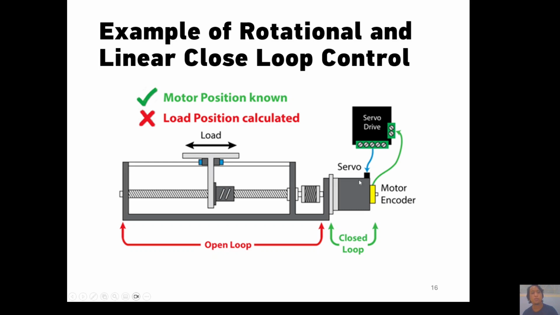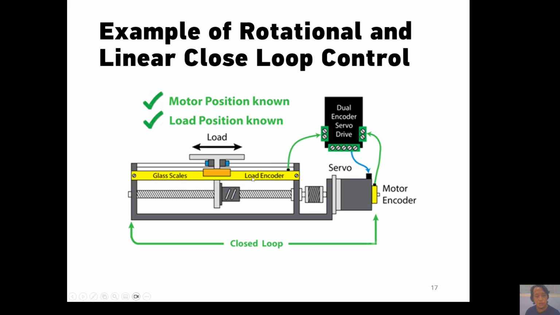And so, for the rotational and linear closed loop control, we can use two examples in one picture like that. For the rotational closed loop control, we can use the feedback from the rotary encoder. And for the linear closed loop control, we can get the feedback from the linear encoder.